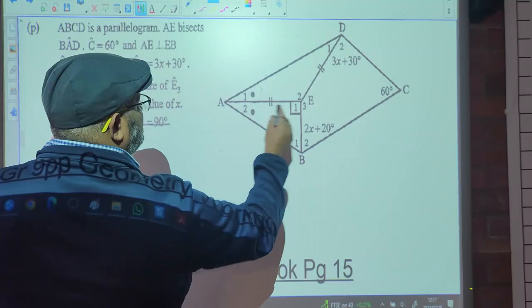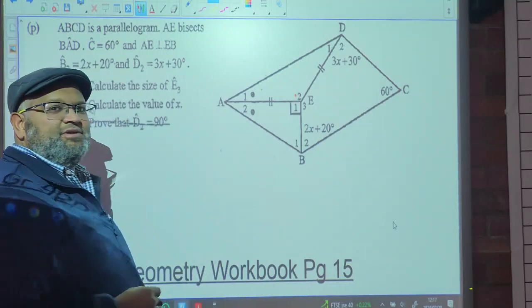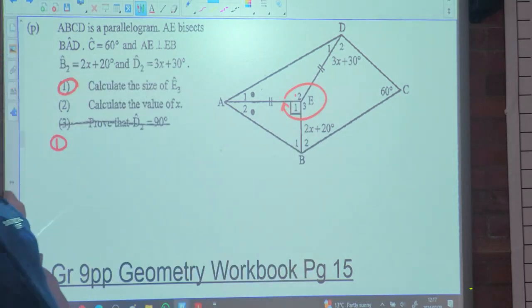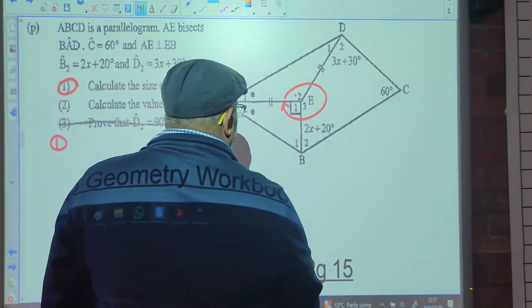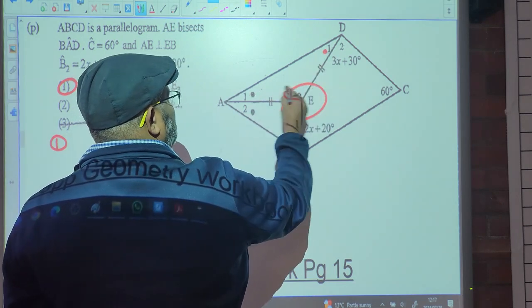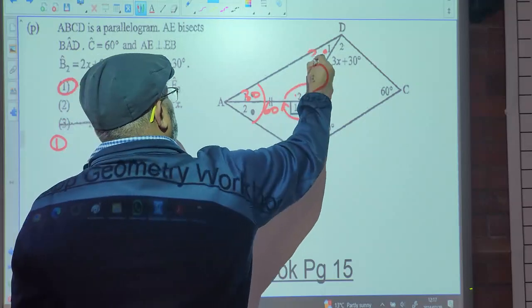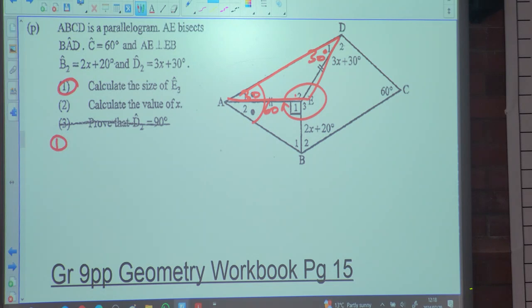Here's E3. So for E3, I need to know the size of E2, and then I can go with revolution. I already got that 90 there. However, for E2, I need to know that those two angles are equal. Earlier on, I indicated that that is 60 and then that's going to be 30. So that will be 30 and then I can go sum in triangles to get E2.